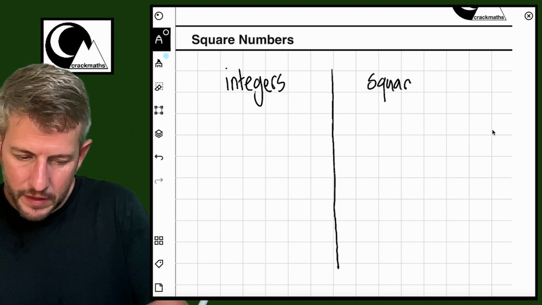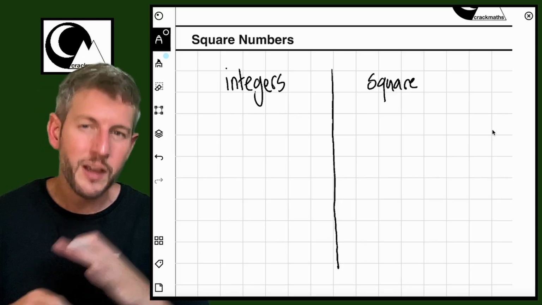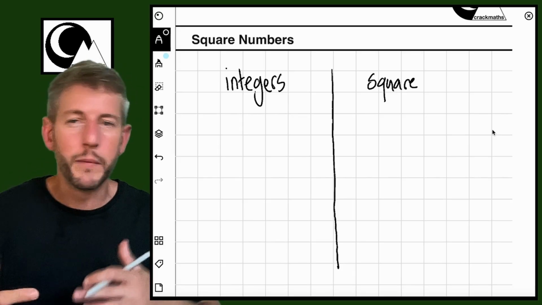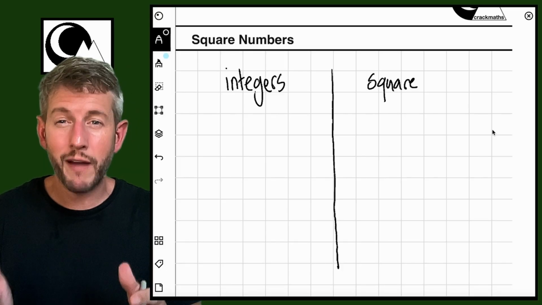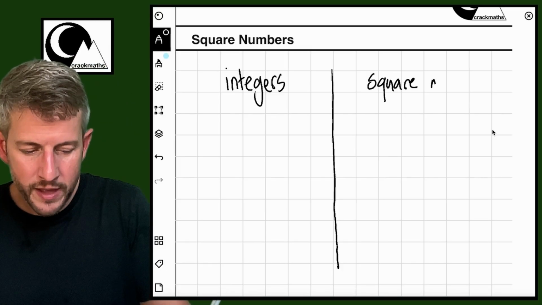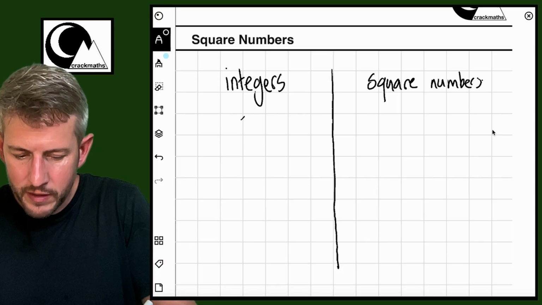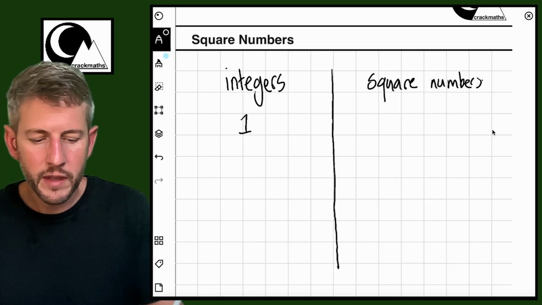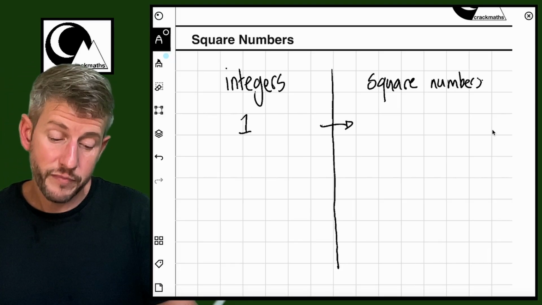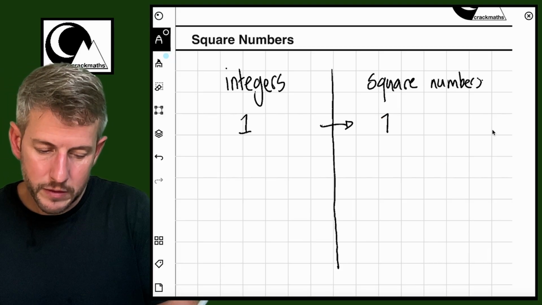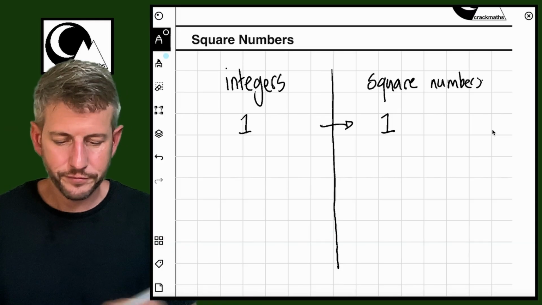Now, the square numbers have to come from an integer. This is a question that we sometimes get asked: why isn't this a square number? And it's because it isn't the result of squaring an integer. So say my first integer is 1. Well, the square number is going to give us 1 as well, because 1 times 1 is 1.